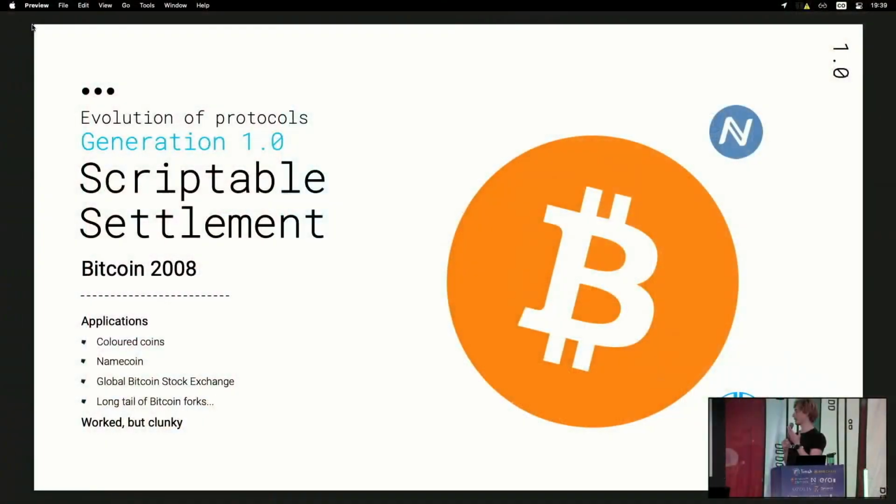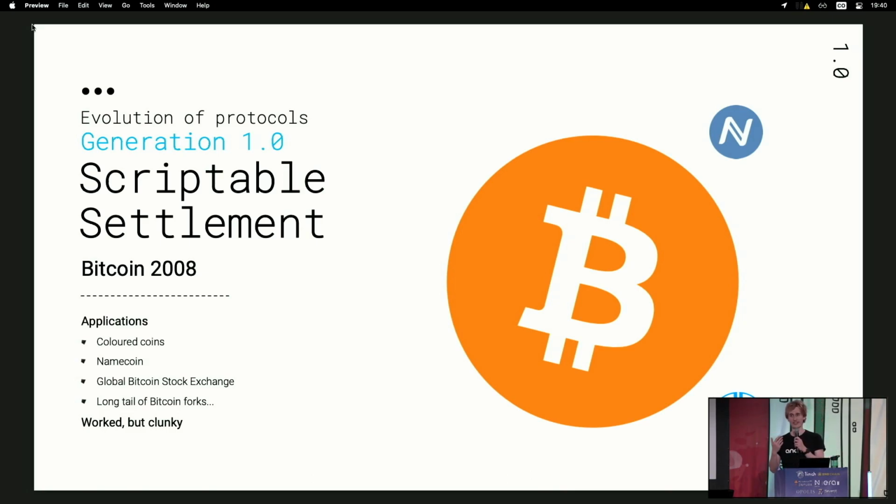So I want to quickly go a little bit into the background here because I think most people keep forgetting this, especially if you're in the dApp world. We had generation 1 and generation 1-like systems, and I really call this generation scriptable settlement. This is Bitcoin and Bitcoin-like systems. This even includes things like Zcash, Monero. They all had roughly the same API that was exposed to application developers. And you could build some applications on it, that's true. You could build things like colored coins, Namecoin, the global Bitcoin stock exchange.